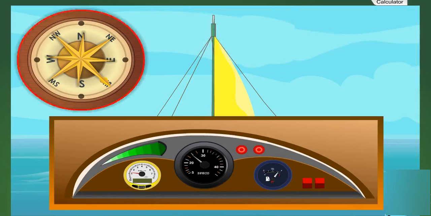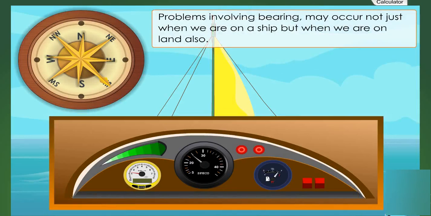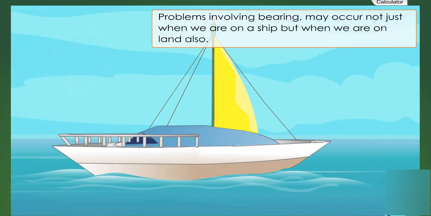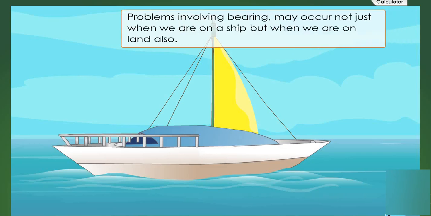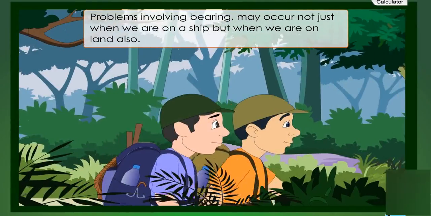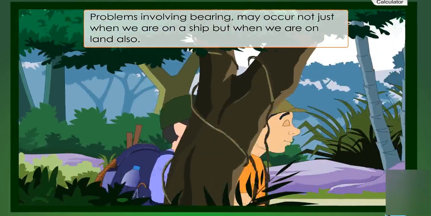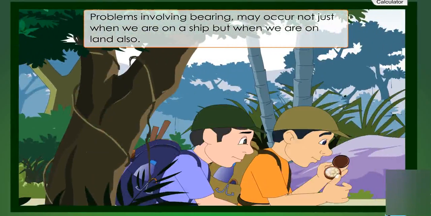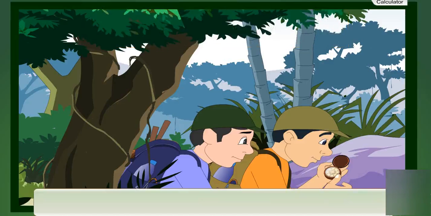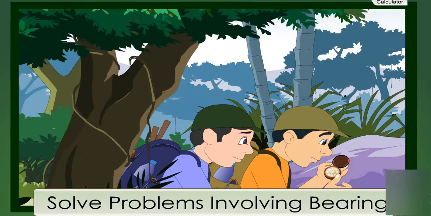These are examples of problems involving bearing. This kind of problem may occur not just when we are on a ship. They may occur when we are on land also. For example, when we are trying to find our way back after going for jungle trekking. So, how do we solve these problems? That is what we are going to learn about today. We are going to learn how to solve problems involving bearing.